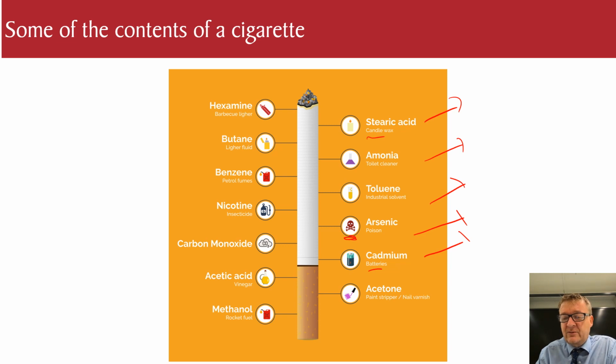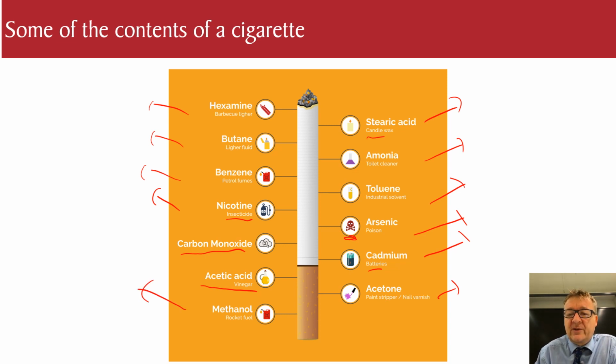You've got acetone, which is in paint stripper. You've got hexamine, which is barbecue lighter. You've got butane in it, which is lighter fluid. You've got benzene, which is in petrol fumes. You've got nicotine, the drug that people get addicted to, which is actually in insecticides. You've got carbon monoxide, which is the silent killer. You've got acetic acid, which is vinegar. And you've got methanol, which is rocket fuel. And obviously all these things are in very, very small doses, right? But it just makes me think, why on earth does anybody actually smoke?